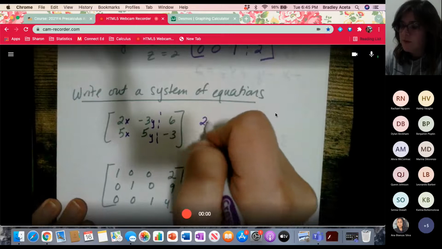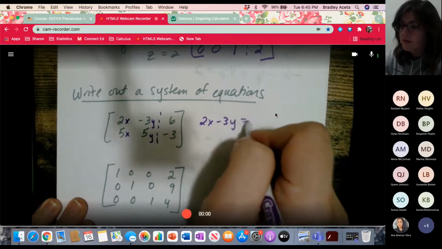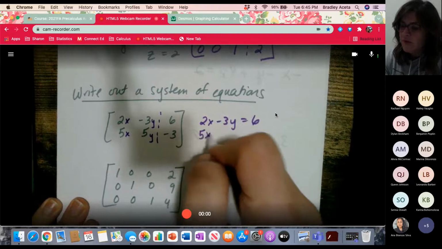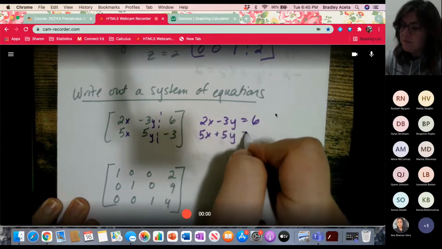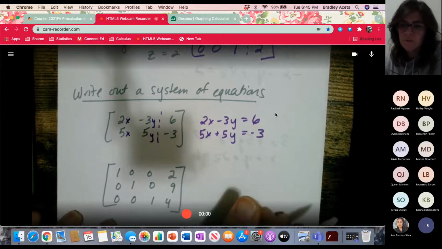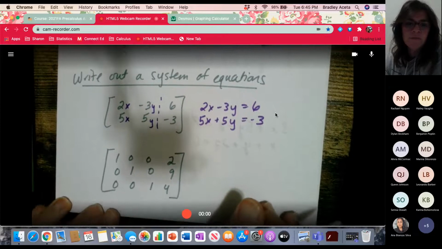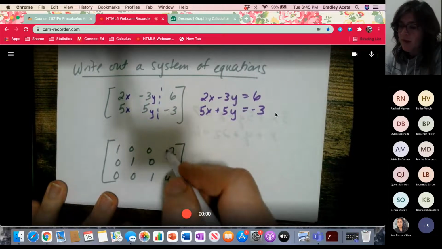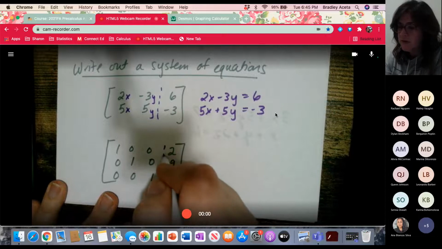So the system would be 2X minus 3Y equals 6. And then this bottom, this would be 5X plus 5Y equals negative 3. Done. You don't have to solve it. You just have to write it out. Easy peasy. This one, and again, that last column is what you're equal to. So think of this as being the equals.